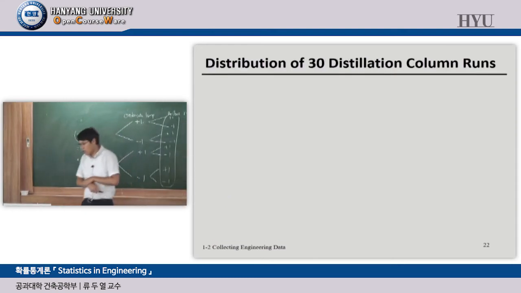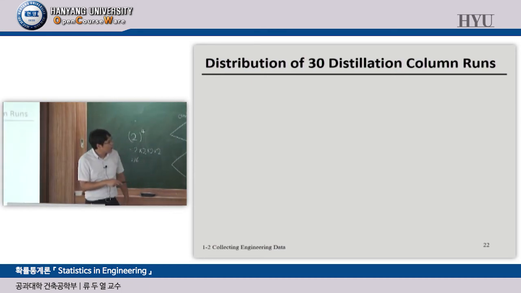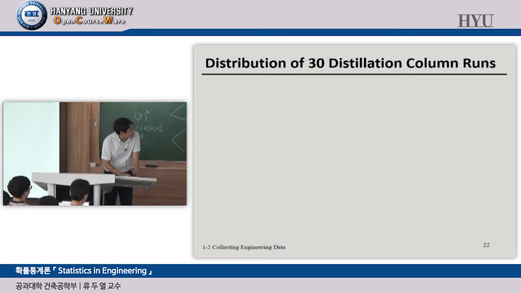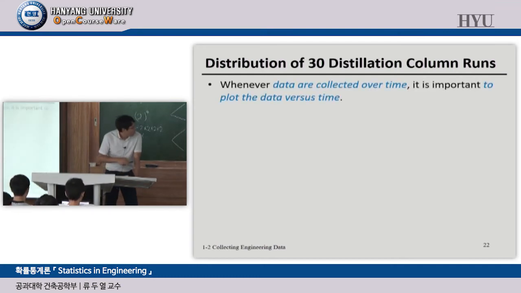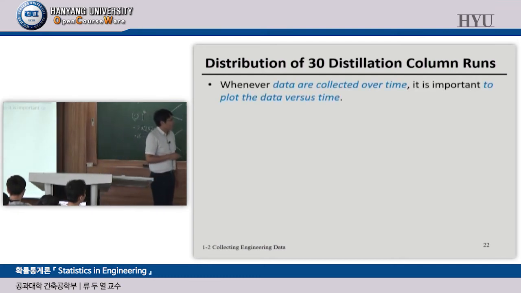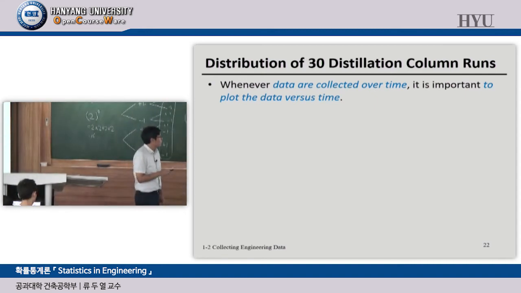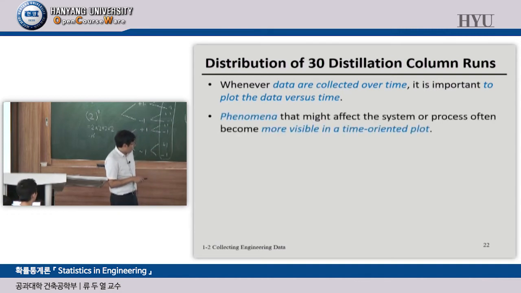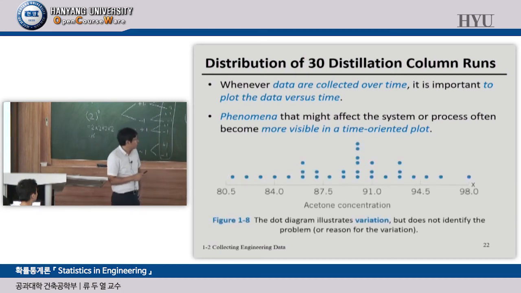Now, we are going to think about the 30 distillation column runs. Whenever the data are collected over time, it is important to plot the data versus time. And the phenomenon that might affect the system or process often become more visible in a time-oriented plot. And this is the typical example of the dot diagram for these 30 distillation column runs.